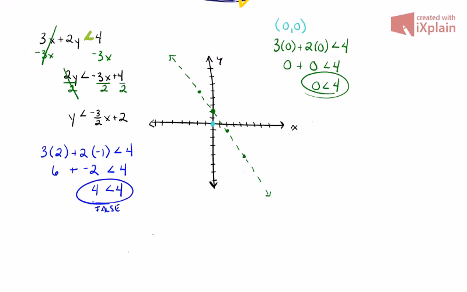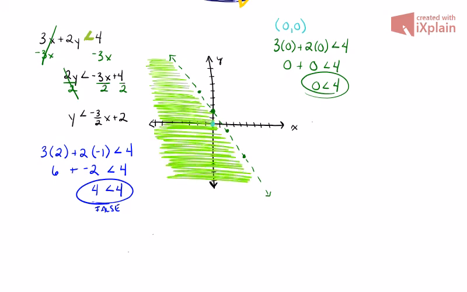So that means that anything on the left side of this dashed line for our inequality is a solution. So in order to communicate that to a reader, we would go ahead and shade everything on the left side of this dotted line.